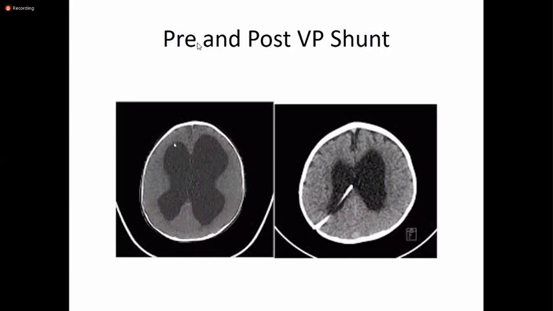So in this CT scan, you can see that the sulci are completely obliterated, which means that in this patient there is raised intracranial pressure because of the hydrocephalus. And once you have placed the shunt catheter, the brain has become relaxed. You can see the sulci are now opening up.